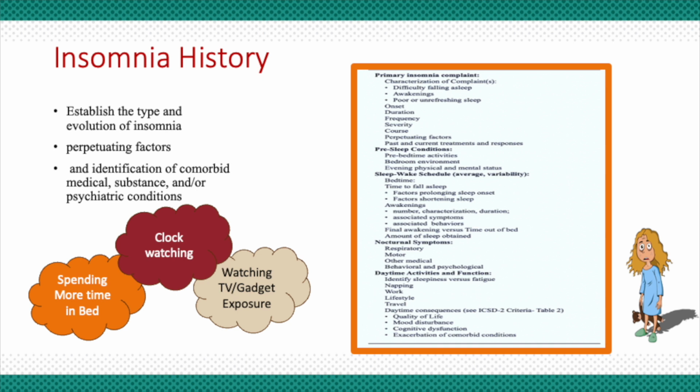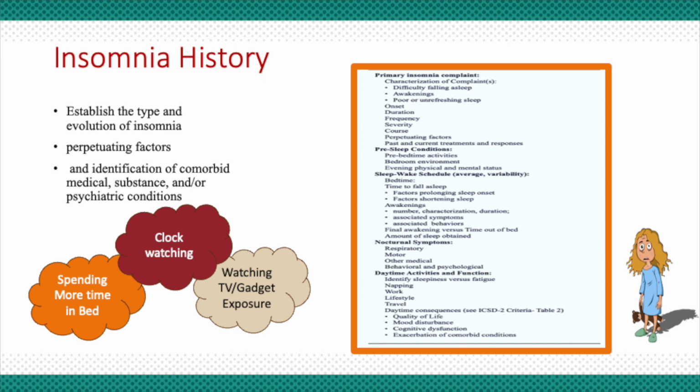It also involves the pre-sleep conditions. Is the patient too active? Does he go to a gym before sleeping? Does he take alcohol? What is the environment of the bedroom? Is it too hot, too crowded, too cold? What is his mental status before sleeping? Is there a particular drug that he takes? Also, the sleep wake schedule has to be monitored, the average schedule, the variability, whether with weekdays or weekends, what are the factors that affect it, that shorten it, all about the awakenings, the numbers, the symptoms, the behaviors, and other nocturnal symptoms.